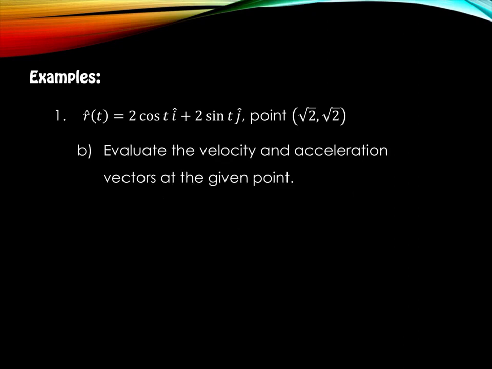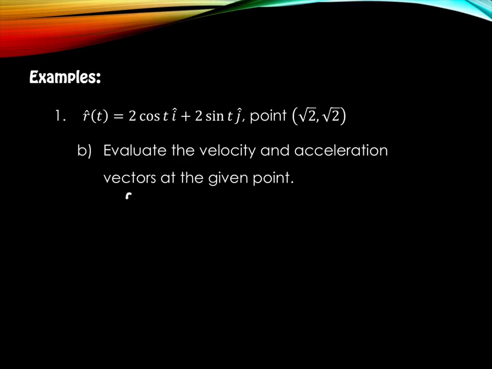Part B is something we've seen an application of before when we were working with parametric equations. We wanted to evaluate the velocity and acceleration vectors at the given point. But the point that we're given is actually an xy ordered pair. It's not a value for t. So that's the first thing we have to do, is to figure out what value of t we're talking about.